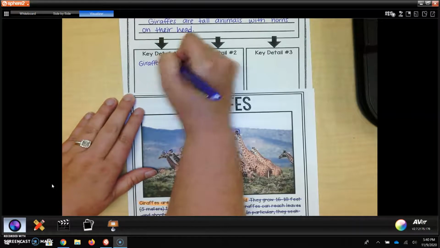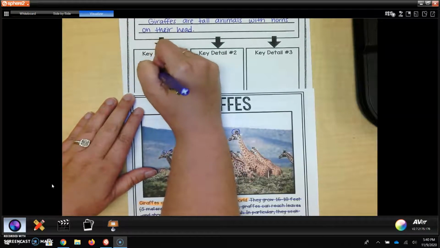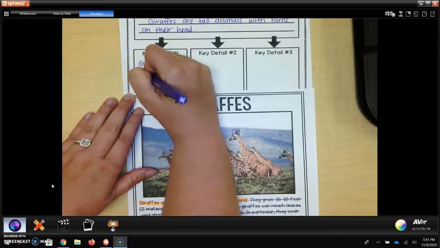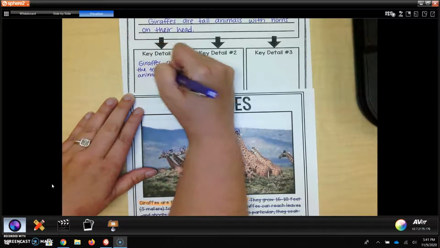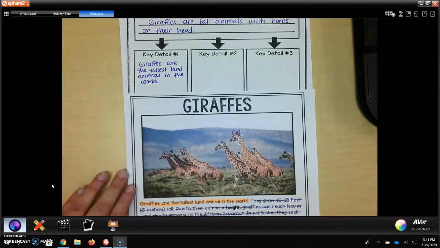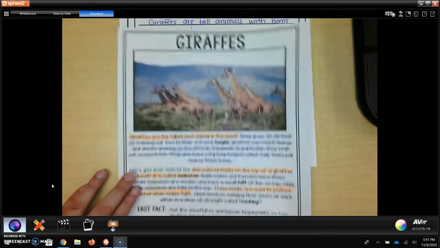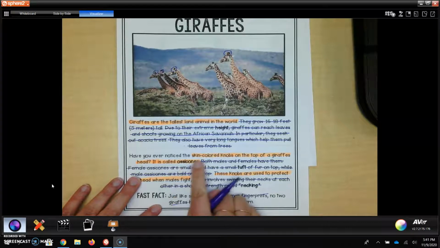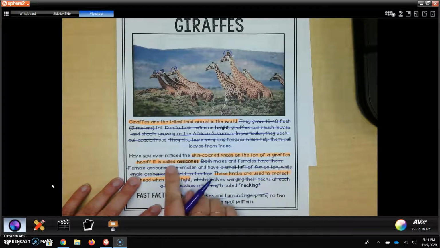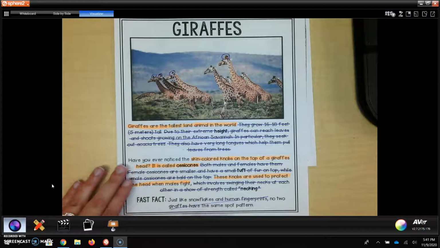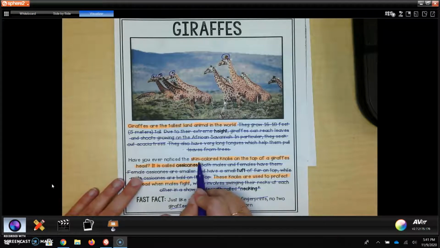Giraffes are the tallest land animal in the world. Okay? Now let's go to our next key detail, where we talked about ossicones. So we said skin-colored knobs on top of a giraffe's head. It's called ossicones. So we need to say that giraffes have ossicones and what they are, because we can't just say giraffes have ossicones. Let's describe what they are.